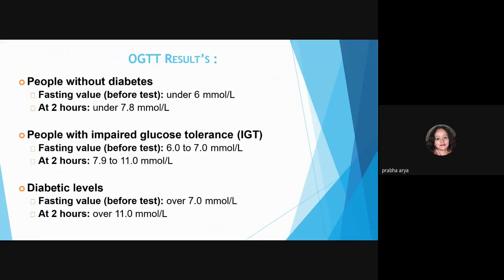Oral glucose tolerance results can be analyzed. People without diabetes have a fasting value under 6 millimole per liter and at 2 hours under 7.8 millimole per liter. People with impaired glucose tolerance have a fasting value of 6 to 7 millimole per liter, while at 2 hours they have 7.9 to 11.0 millimole per liter. While the diabetic level is a fasting value before the test over 7 millimole per liter, while after 2 hours it is over 11.0 millimole per liter.